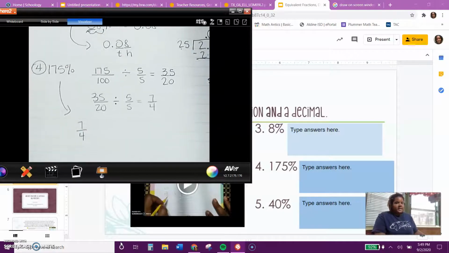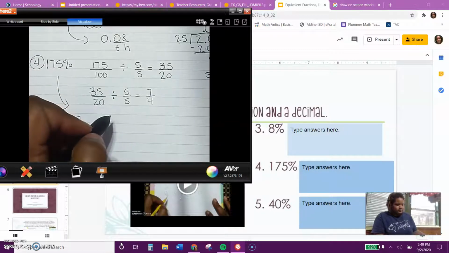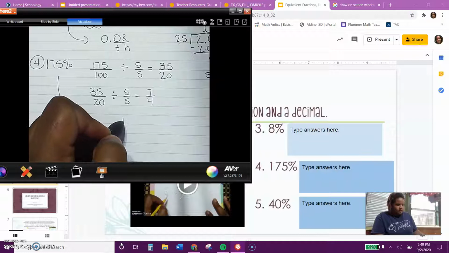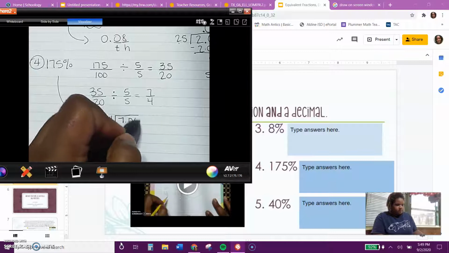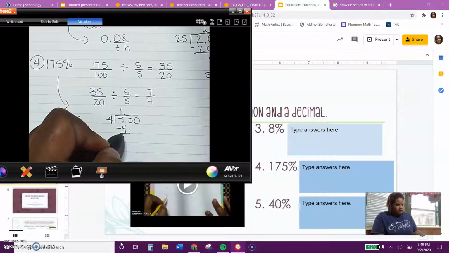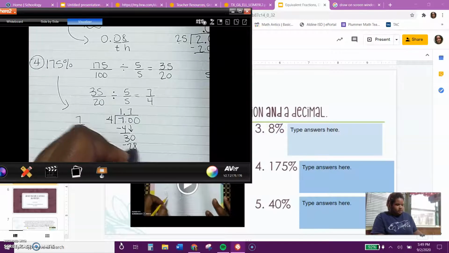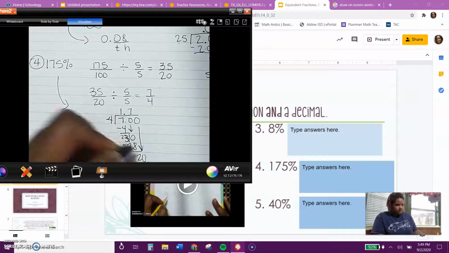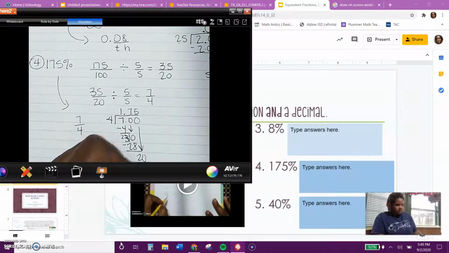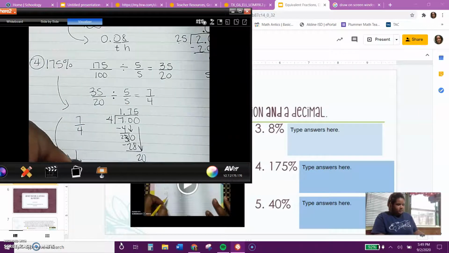If I wanted to write that as a decimal, I would write 7 divided by 4. 7 minus 4 is 3, bring down a 0, 30, 7 times 4 is 28, subtract, bring down a 0, 20, minus 20. As a decimal, it's 1.75.